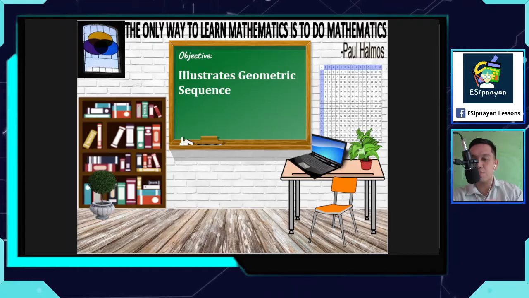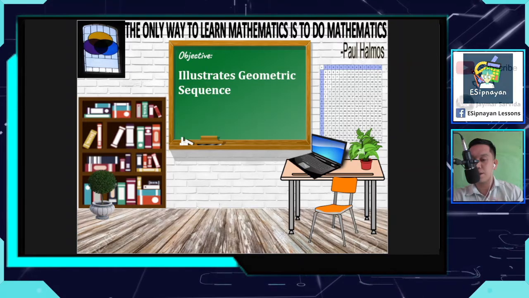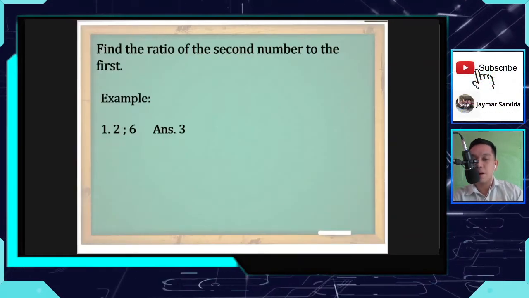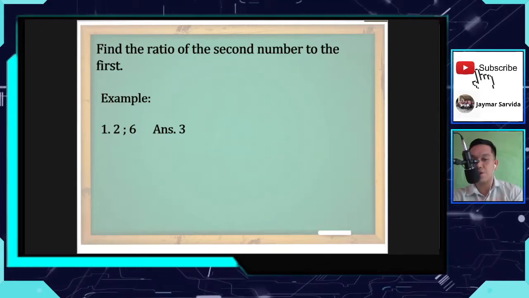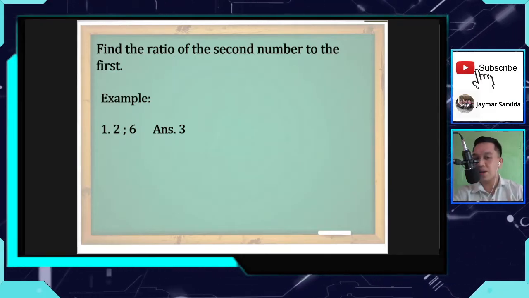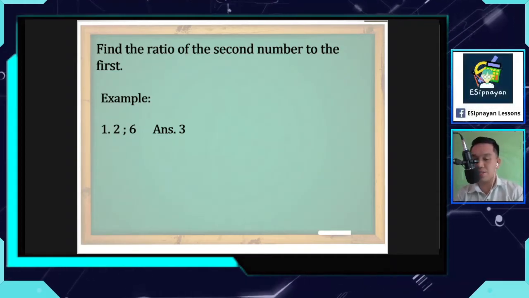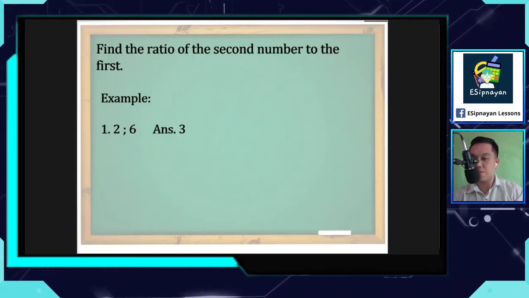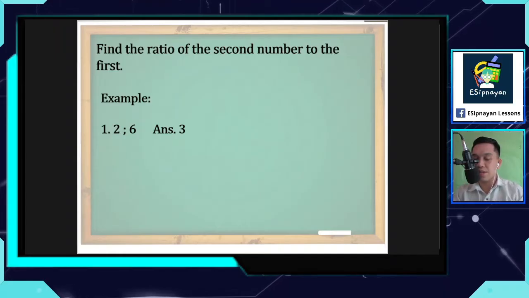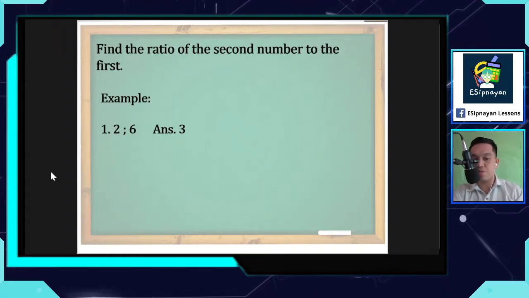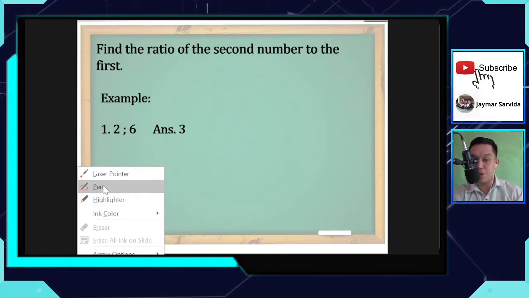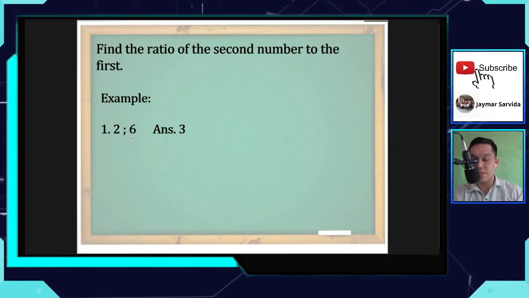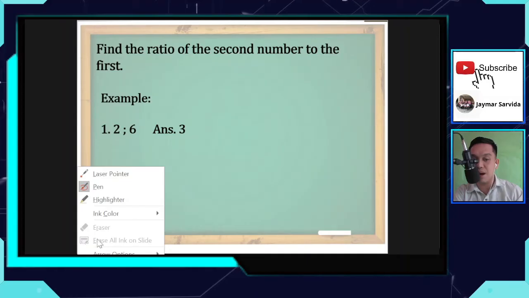So here's our objective for this lesson. Illustrates geometric sequence. Okay, so find the ratio of the second number to the first. To find the ratio of the second number to the first, i-divide lang natin itong ating second number sa ating first number. So therefore, para mahanap yung ratio, that is 6 divided by 2.